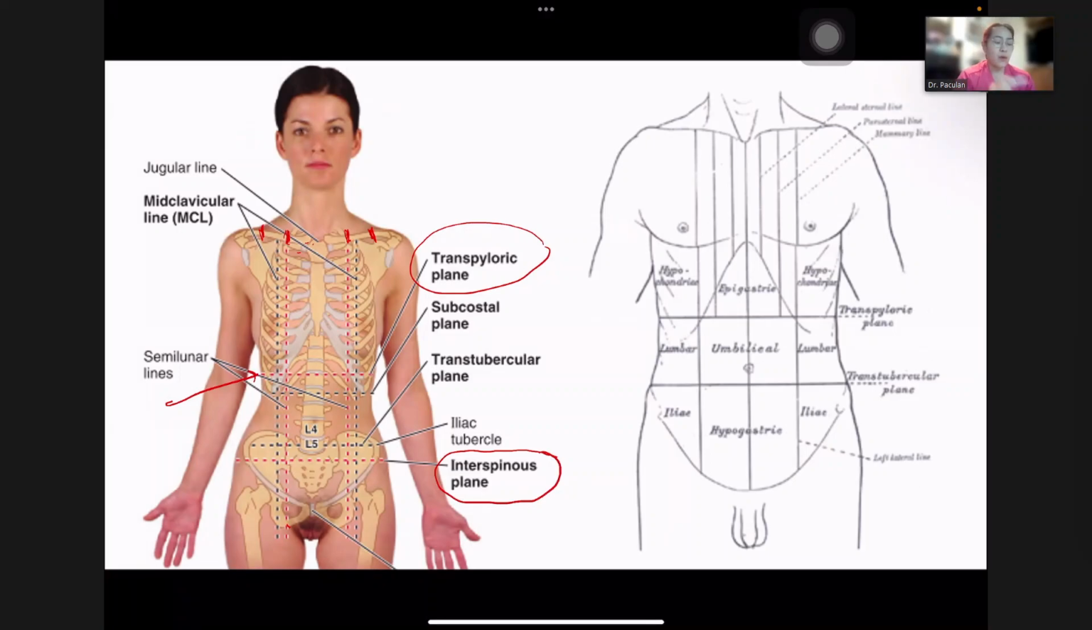So the surgeons prefer your transpyloric plane as a baseline because it traverses a lot of important clinical structures. When you have an injury at this area that traverses your transpyloric plane, it's most likely surgical. Most likely surgical. Okay?